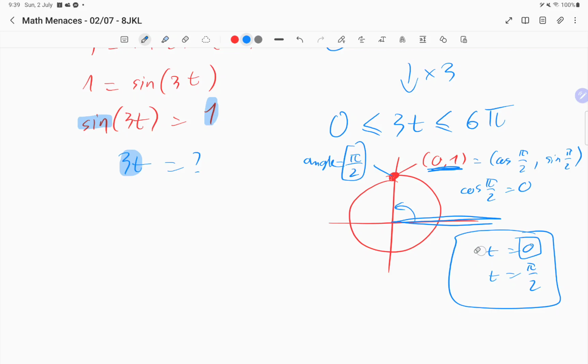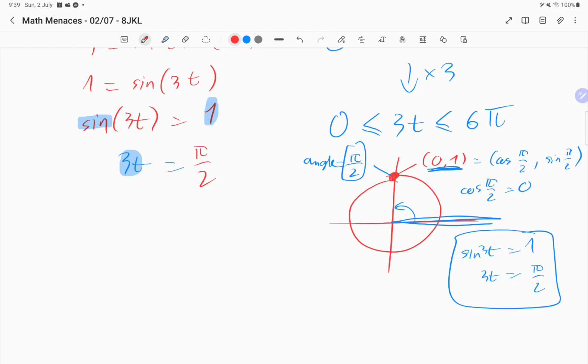In this case, sine at a certain angle is equal to 1. So what is the angle that gives sine equals 1? Pi over 2, same point. And in this case, it's not t, it's 3t. So that's why 3t starts with pi on 2.